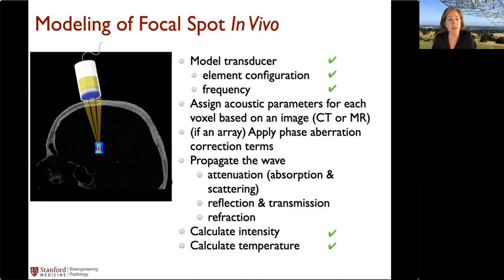I hope that's okay. Part of the reason is that you can do the simulation of the temperature part independently of all the other parts, just assuming that you know what the intensity is at the focus. Then you can do the temperature simulation. But if we want to know how you get to the intensity at the focus, now we have to do the complicated part.